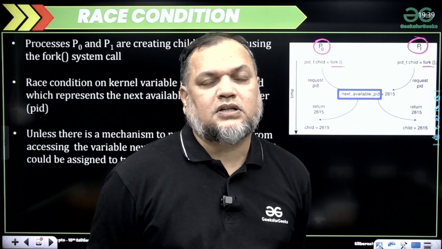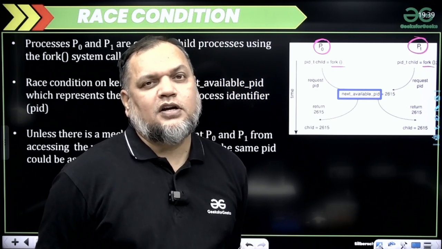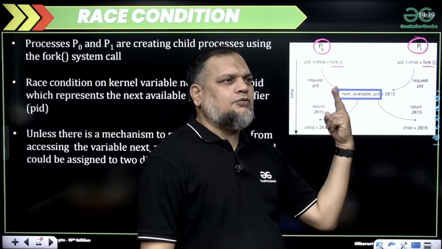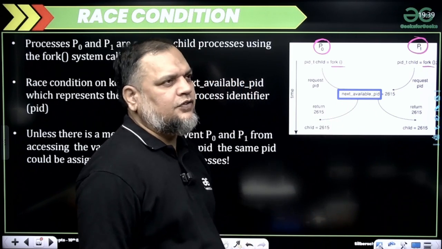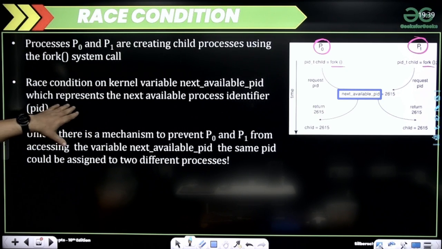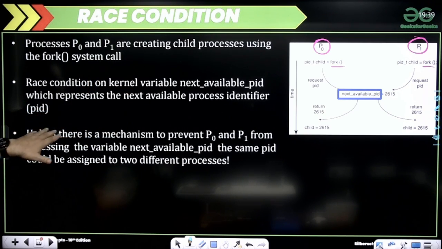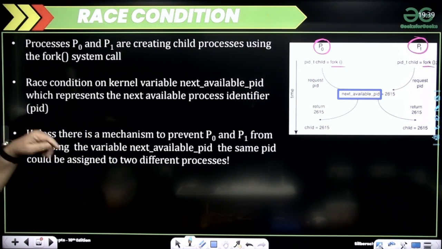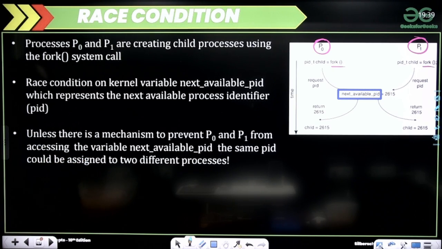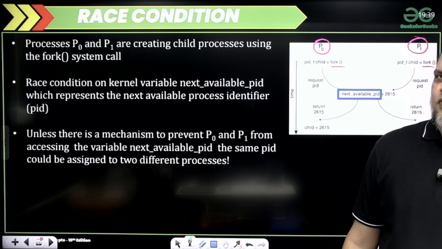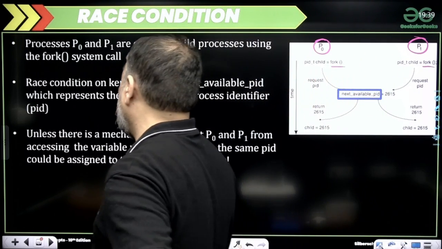This is what is considered competition between them, leading to a situation like inconsistency. I got wrong results. I can't have two children with the same ID, and that is the race condition, right? So, a race condition on the kernel variable next available process ID. Unless there is a mechanism to prevent P0 and P1 from accessing the variable next available ID, the same PID could be assigned to two different processes, and this is a very clear example of inconsistency, and we never want this type of inconsistency.